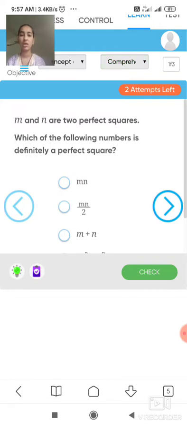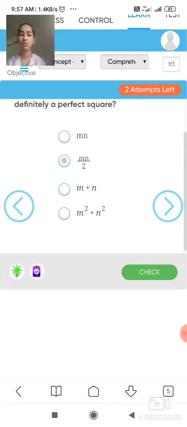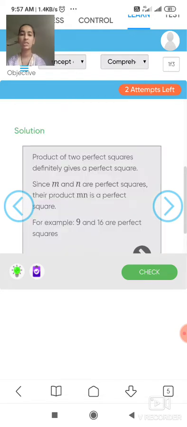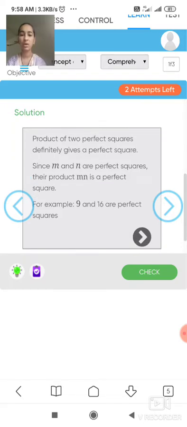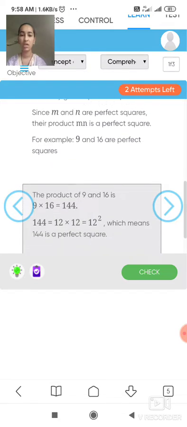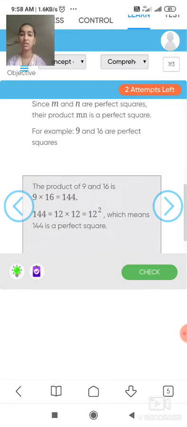Now the next: m and n are 2 perfect squares. Then which of the following numbers is definitely a perfect square? If a number is a perfect square and we multiply it by another perfect square, then the product is also a perfect square. This we already know. Let's take an example: 9 and 16 are both perfect squares. If we multiply 9 by 16, it gives 144, and it is also a square.